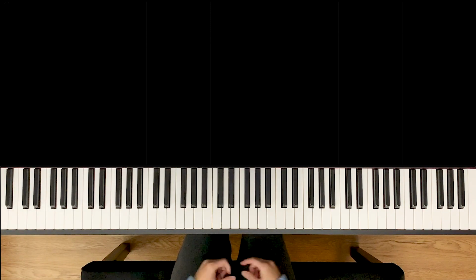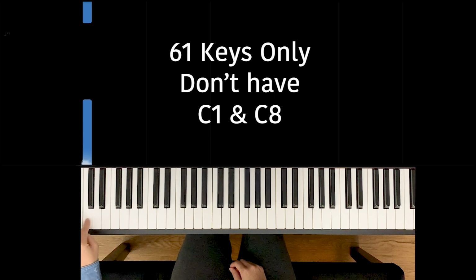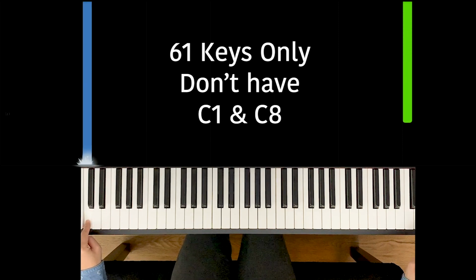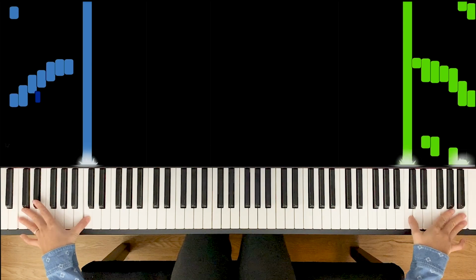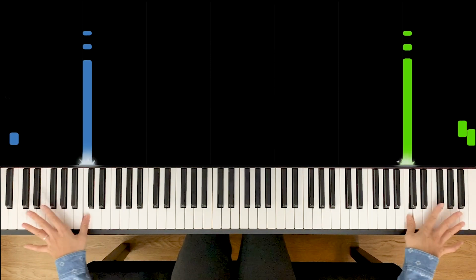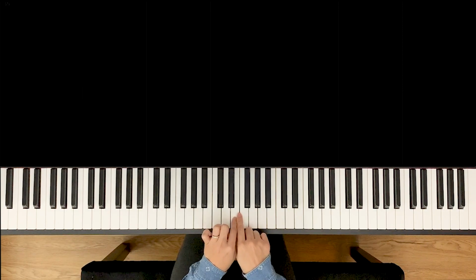Now for those of you who have only 61 keys on your piano, your pitch numbering system already starts on C2, and then your piano ends on C7. So for those people who have 61 keys, you don't have these notes on these sides. Your piano is a little bit shorter.